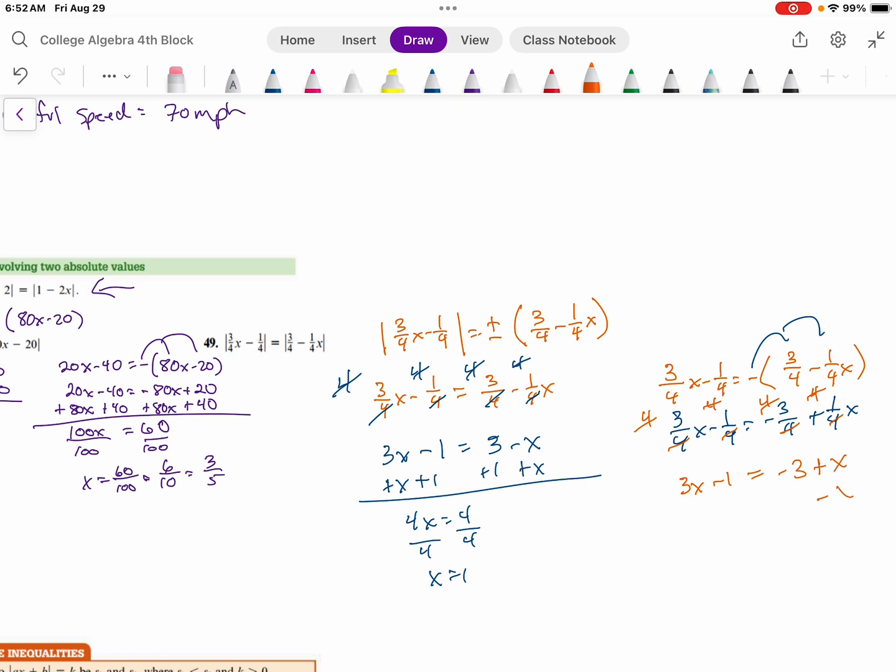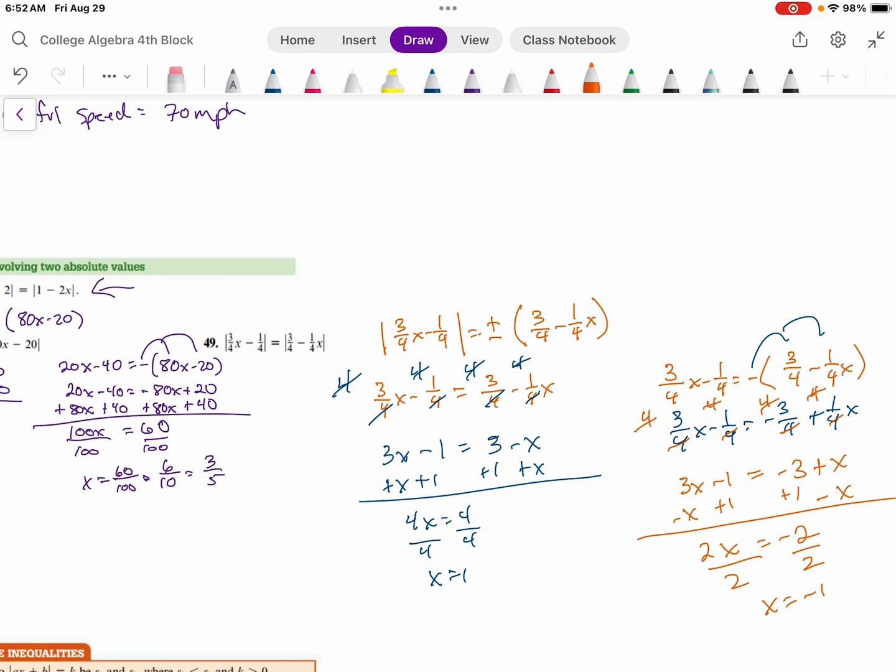And then now I'm going to subtract the x and add the 1. Here I get 2x equals negative 2, divided by 2. X equals negative 1. And again, we should go back and double check our two answers to see if it works out to be the way it is.